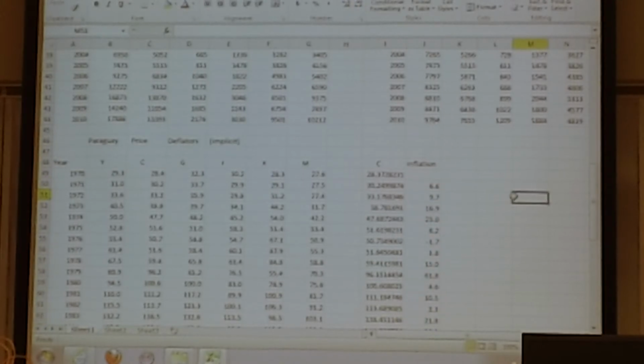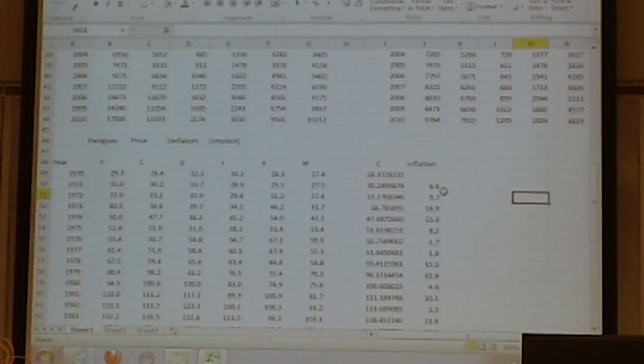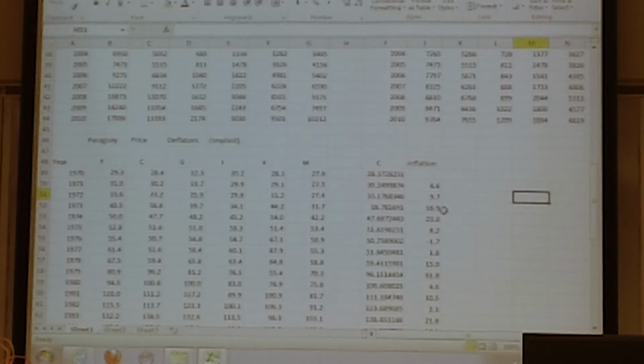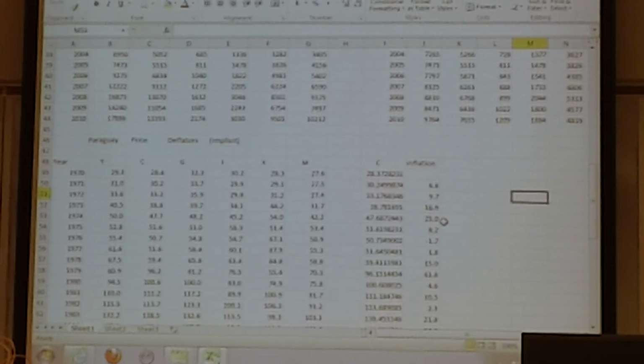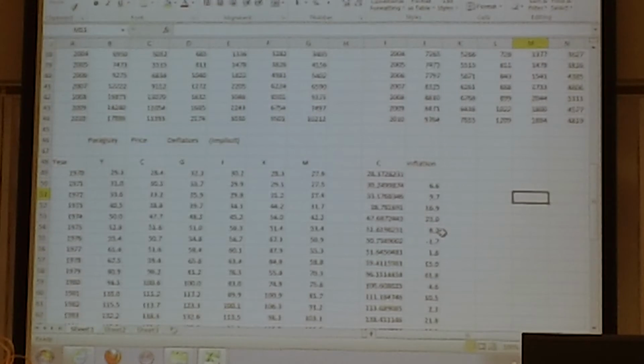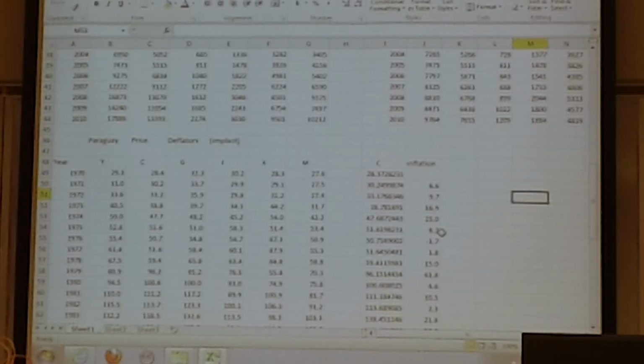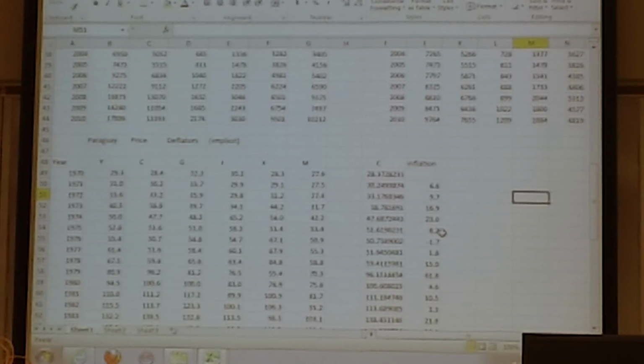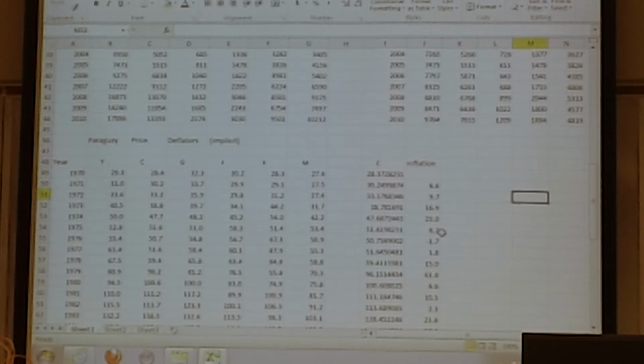Well, this gives you an idea what went on in this thing. Here we had 6.6%. Then inflation went up to 9.7%. We were at 70, to 16.9, 23.0. And then they did something. They got it back down to 8.2%. They may have put on price control, but they did something. And then it went down negative.